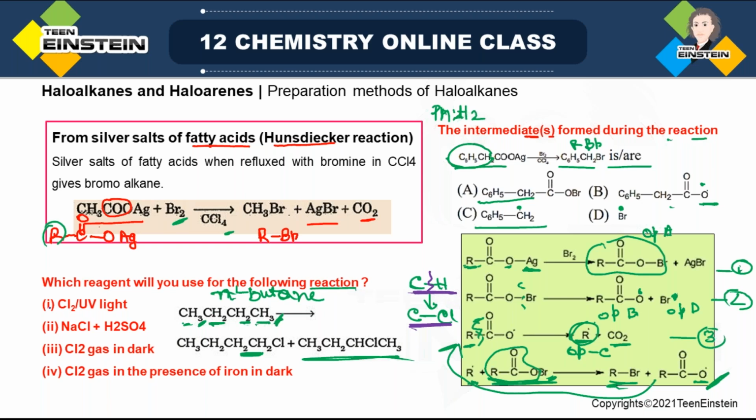That means the first option, which is chlorine in presence of UV light. UV light means it is a highly energy requiring process, and that is why we are using UV light. This will be the correct option.